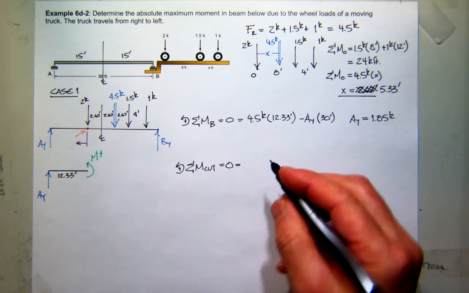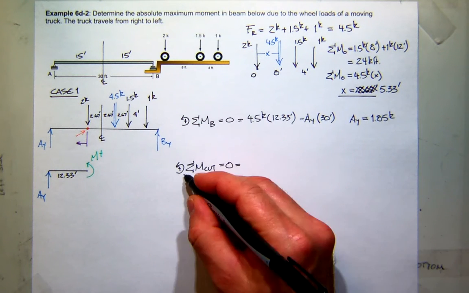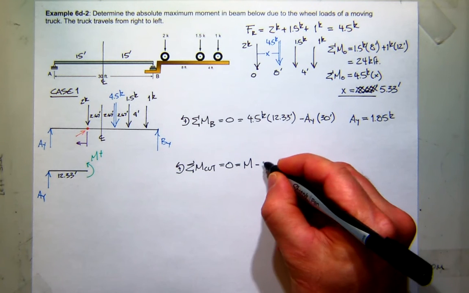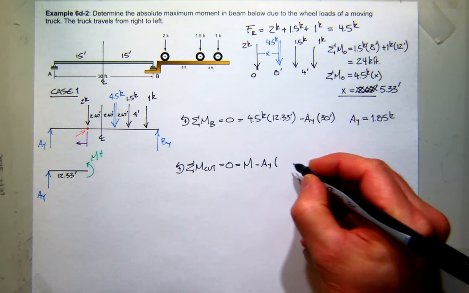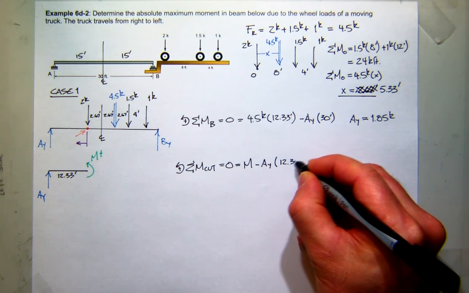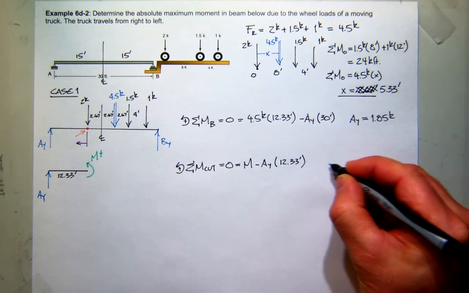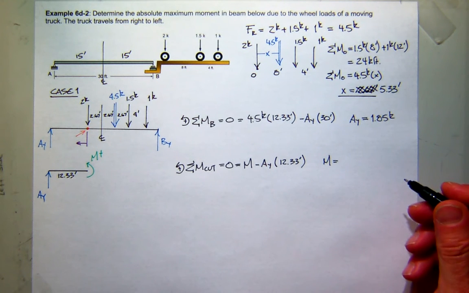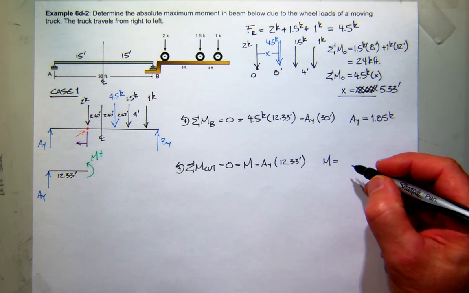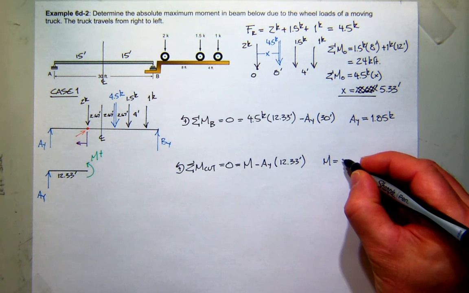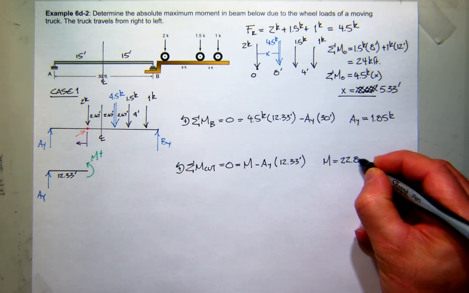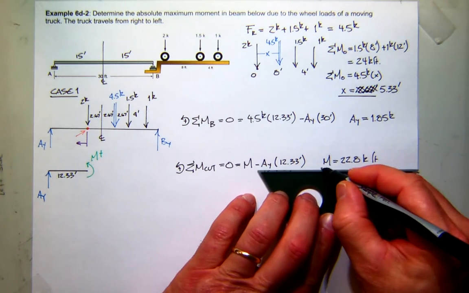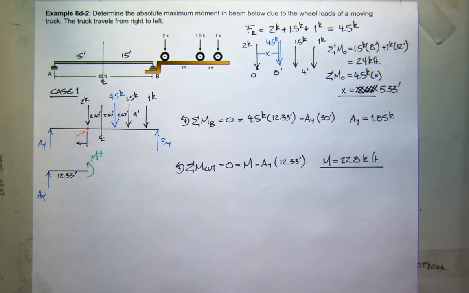Well, I assume a positive bending moment. In my sign convention, right-hand rule, that's a positive moment. AY is a negative moment times a distance of 12.33 feet. So the moment is basically AY times 12.33 feet. What do you get? 22.8. Say again? 22.8. And that would be kip feet. One down, two to go.